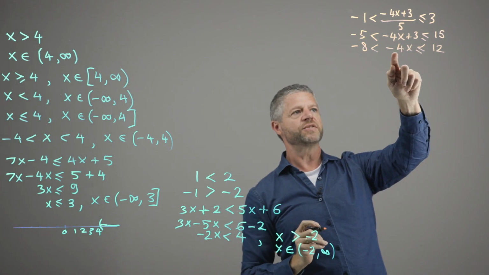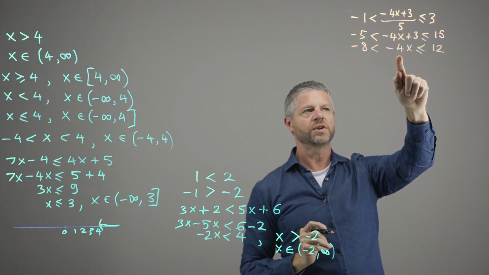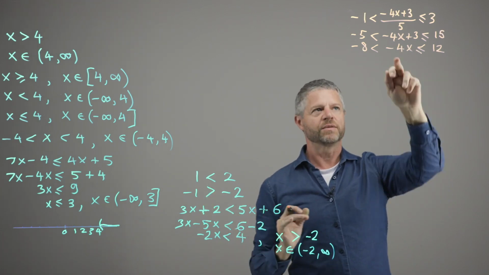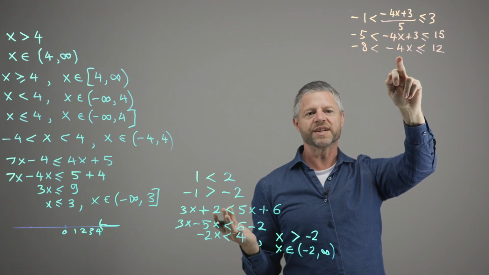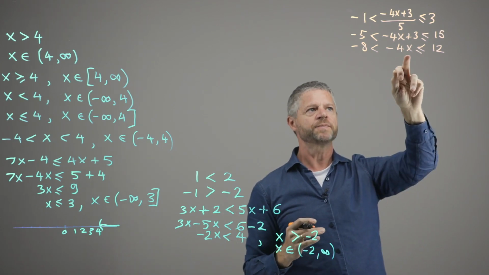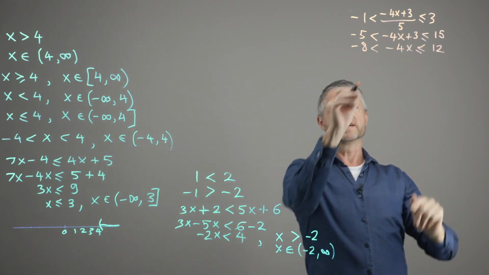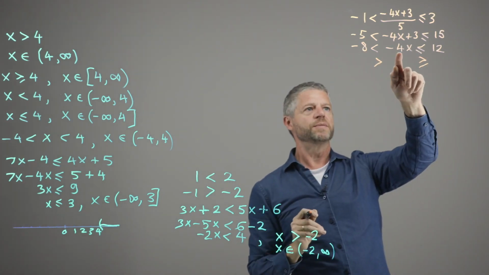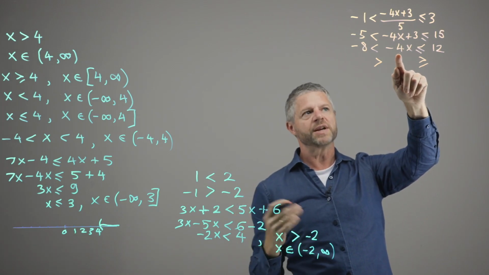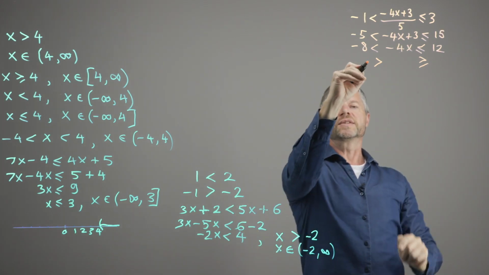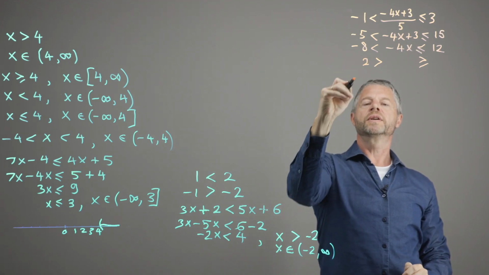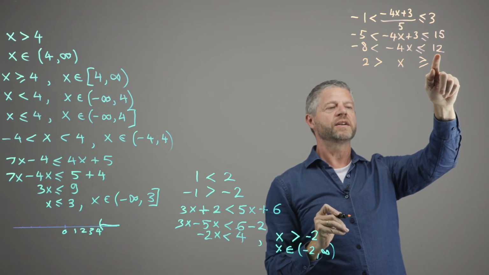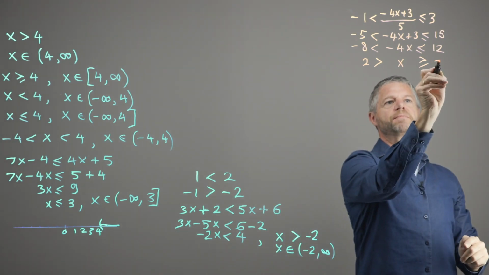And then finally, let's divide by minus 4. So I'm dividing by a negative number, or think of it as multiplying by minus a quarter, multiplying by a negative number. So I have to reverse the inequality signs. So I'm dividing by minus 4 or multiplying by minus a quarter. So this is going to become 2, and then x in the middle, and then this one I'm dividing by minus 4, so that will become minus 3.